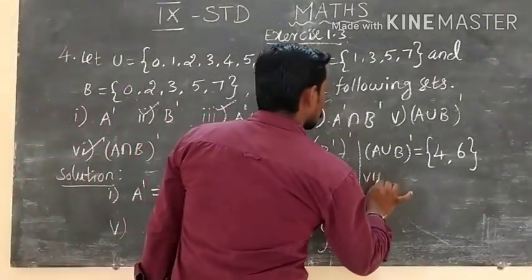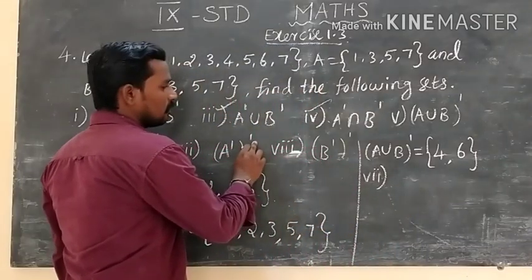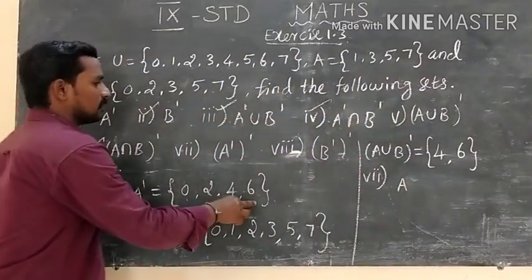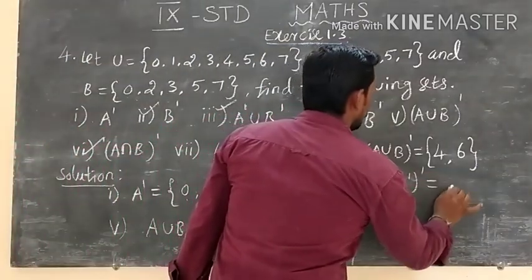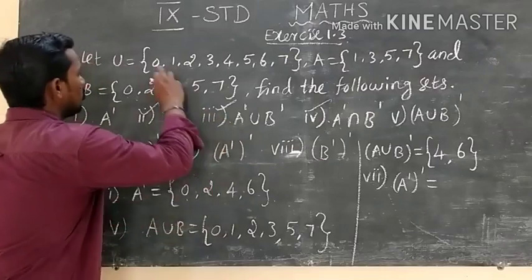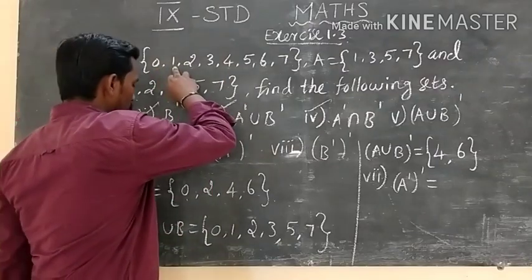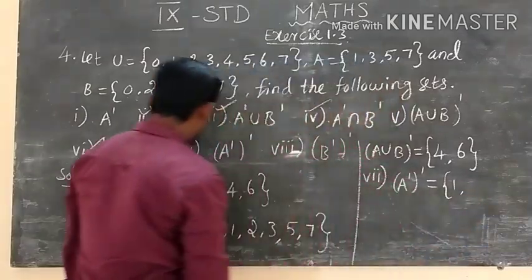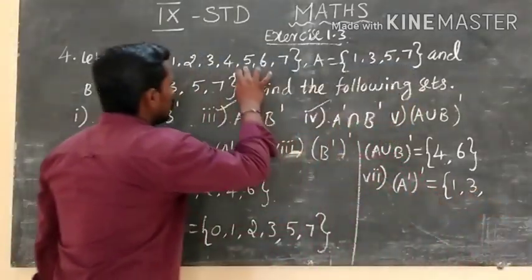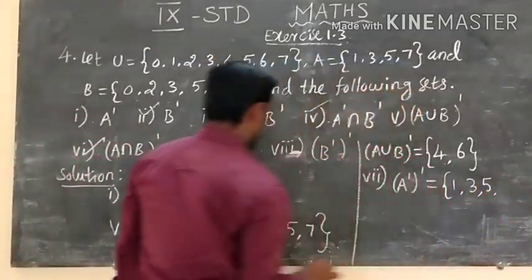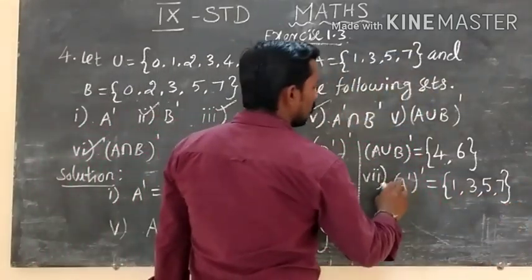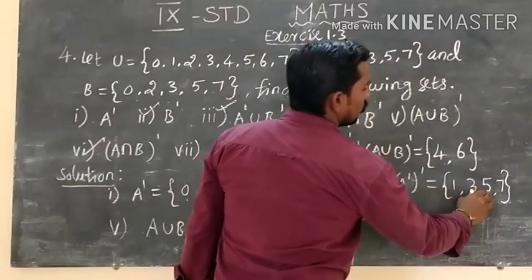Seventh question: A complement, the whole complement. We already have the answer for A complement. The A complement, the whole complement means omitting A complement from the universal set. So omit these values from the universal set: 0 omitted, remaining 1; 2 omitted, 3, 5, 6 omitted and 7. That's all. So A complement, the whole complement is equal to the set of all 1, 3, 5, 7.